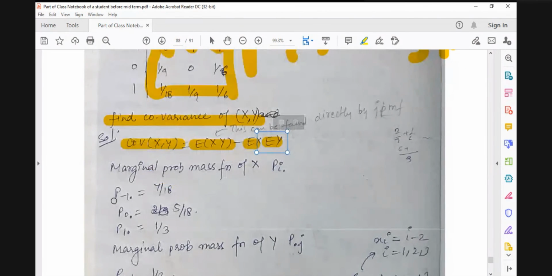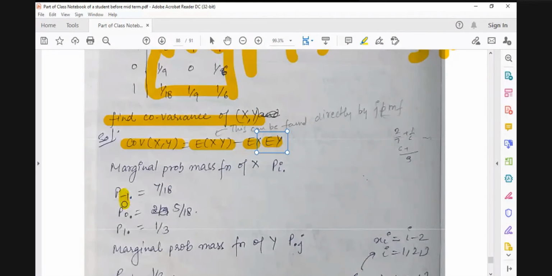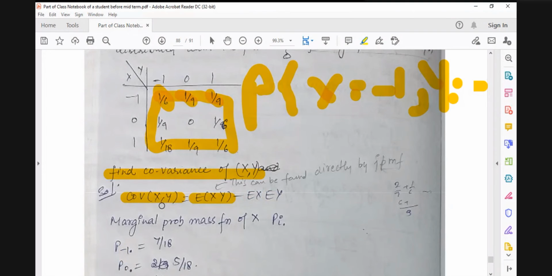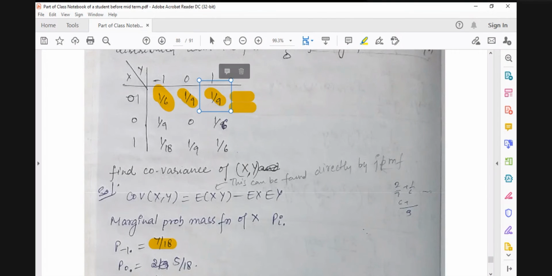So I am using the notation xi, and my i is -1, so -1 dot. I told you what is meant by this dot: it means I am running the Y variable over all values of Y and then adding. So if I add these three values for -1, 1 by 6 plus 1 by 9 plus 1 by 9, 1 by 9 plus 1 by 9 is 2 by 9, and then 2 by 9 plus 1 by 6, you will get 7 by 18. So I am adding these three values because it is -1 dot.